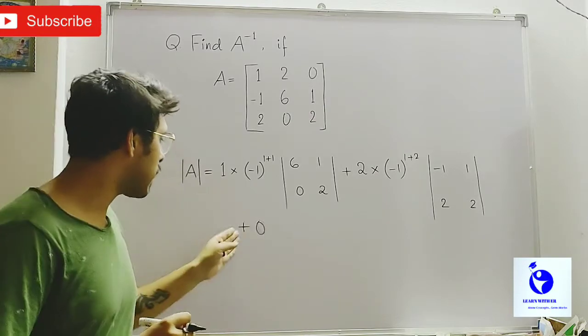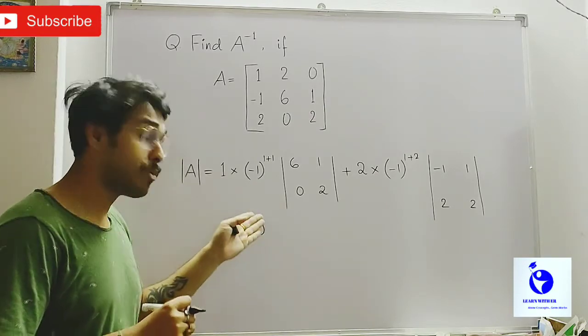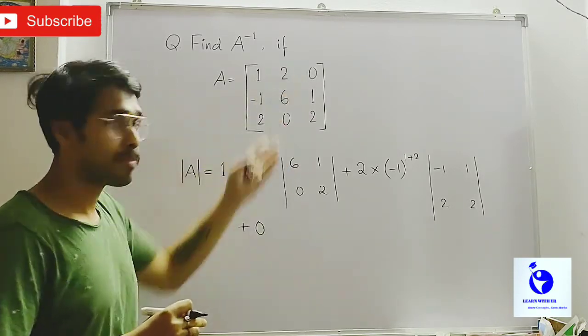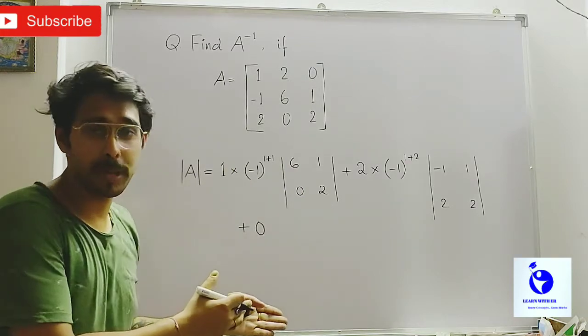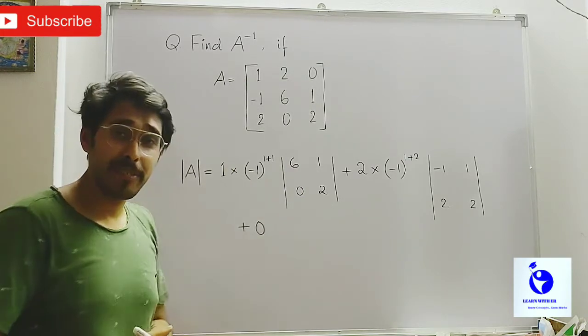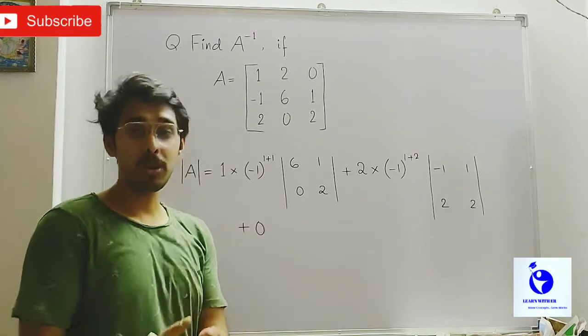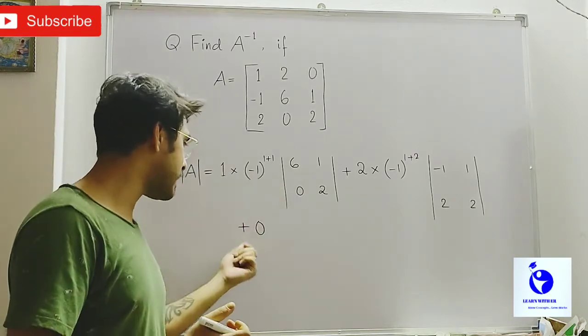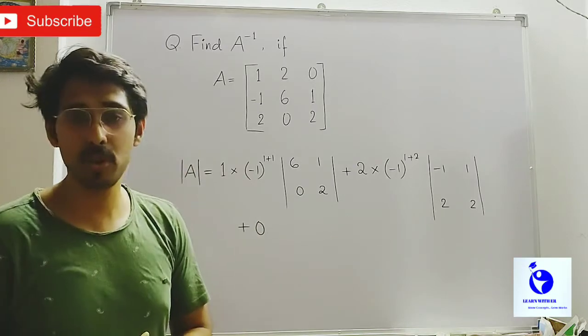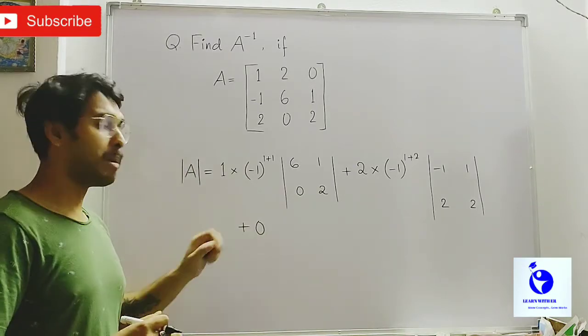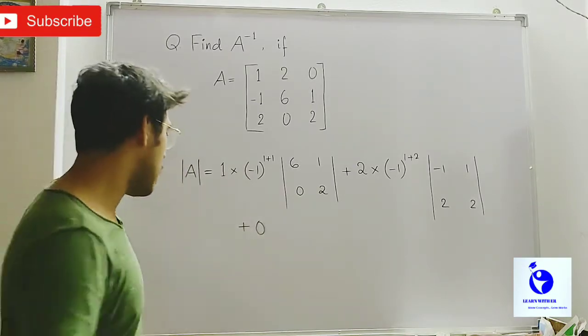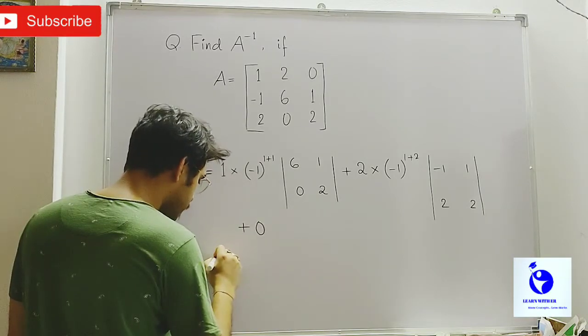So if you multiply the cofactor of 0 as the method of determinant tells you, it is fair enough. But I don't think it is necessary because you are only multiplying that number with 0. So whatever the result comes, if you multiply that with 0, it is of no use. So we are keeping 0 just like that. Now we are going to the next step.